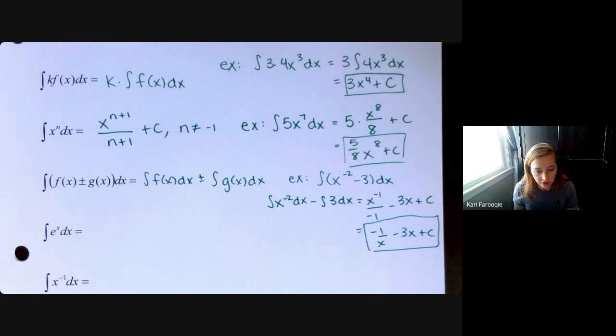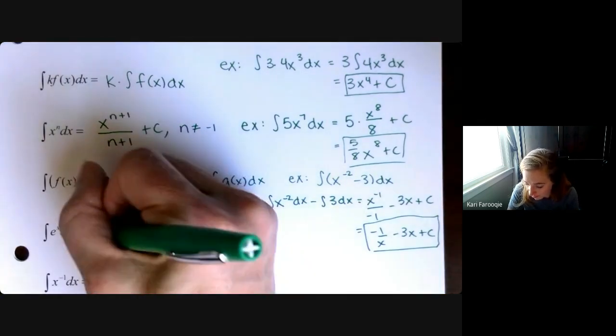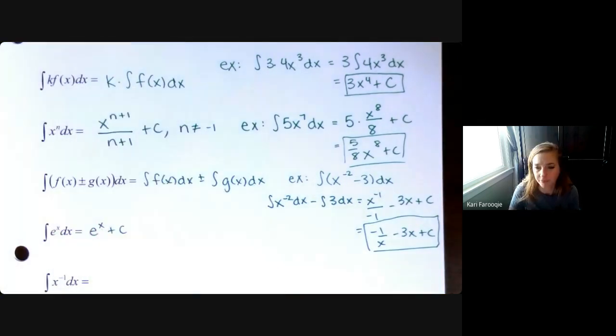The next one is the integral of e to the x dx. Well, I already know that the derivative of e to the x is e to the x. So if we're integrating e to the x and we're working backwards, it's very boring. You get e to the x plus c.